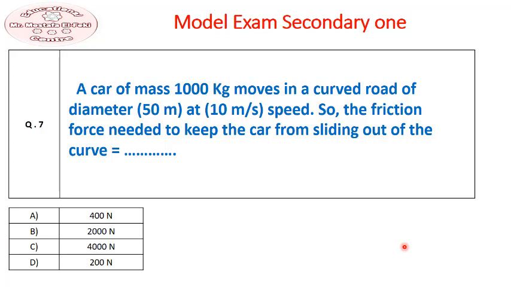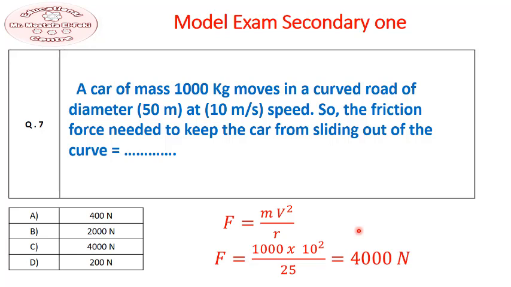Question 7. A car of mass 1000 kg moves on a curved road of diameter 50 meter at 10 meter per second speed. So the friction force needed to keep the car from sliding out of the curve is... The friction force means the centripetal force. Centripetal force equals m v square over r. Then by substituting the numbers in the following relation, 1000 times 10 power of 2 divided by the radius 25 equals 4000 Newton.